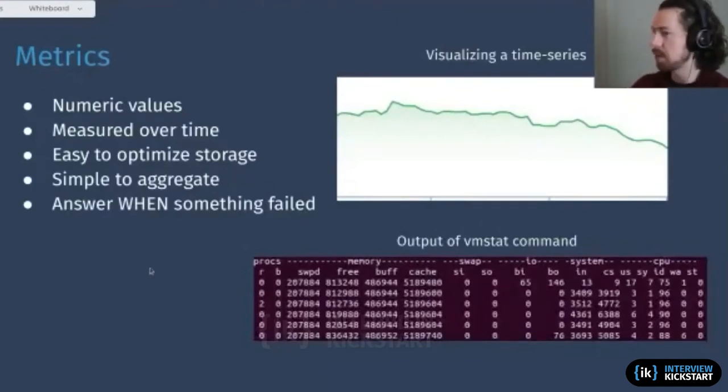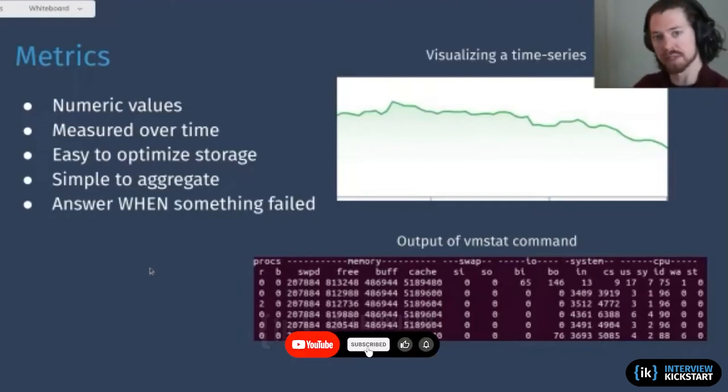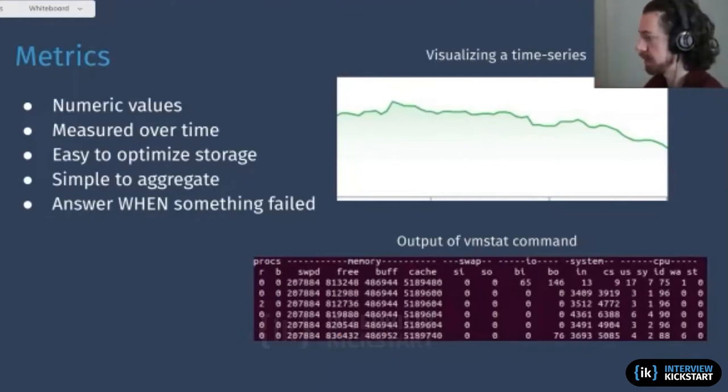Metrics, you're probably mostly familiar with. They're a collection of numbers over time that can basically answer the question of when something failed. They're relatively easy to store. I say easy in that it's straightforward to store numbers. A lot of databases are optimized for storing time series. They're called time series databases, or TSDB. So fairly straightforward here.